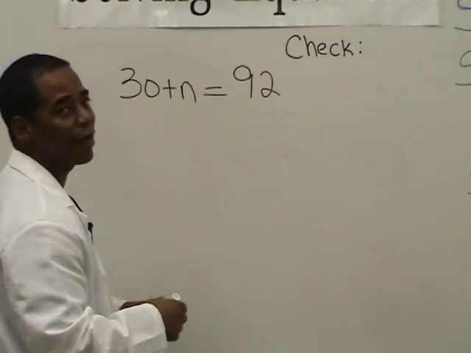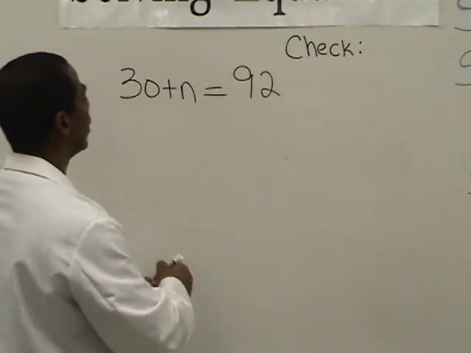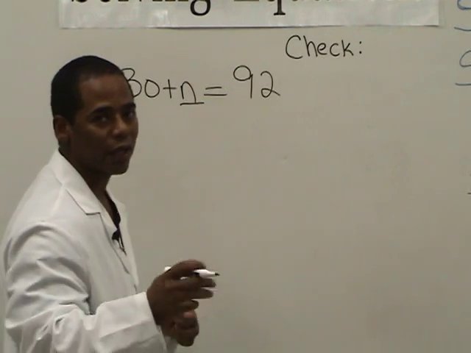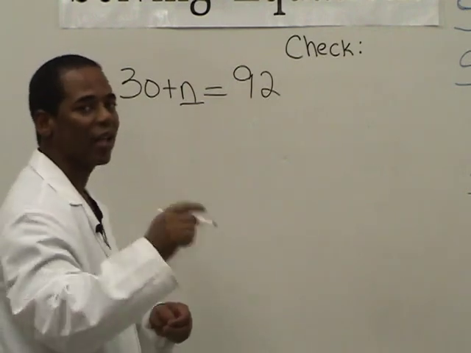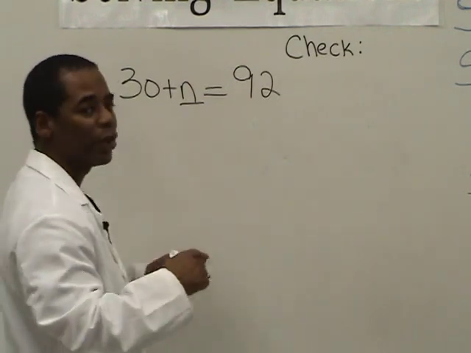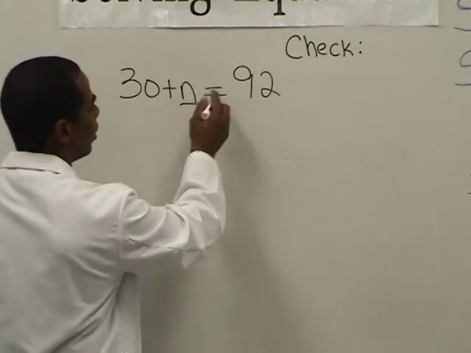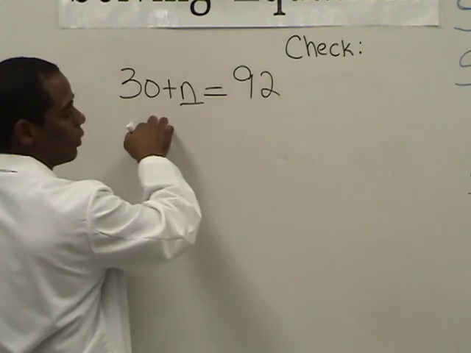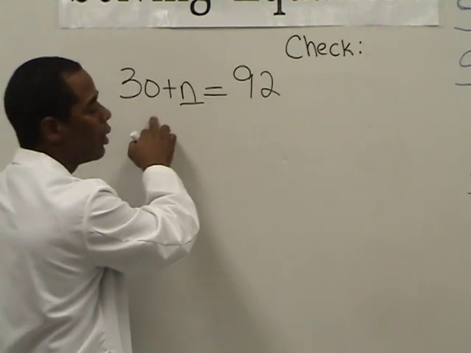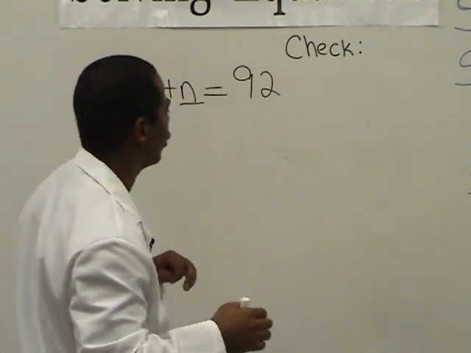First, we're going to identify our variable, which is n. Our variable is n. So next, we need to isolate our variable by doing the opposite operation. Now, what's on this same side of the equal sign with the n? The 30. So we need to get rid of the 30. So we need to do the opposite operation.